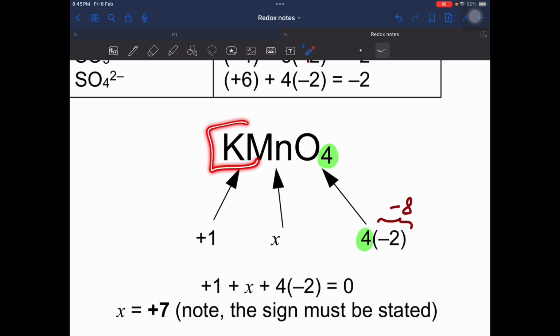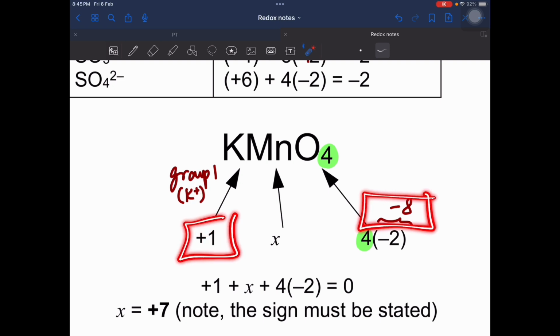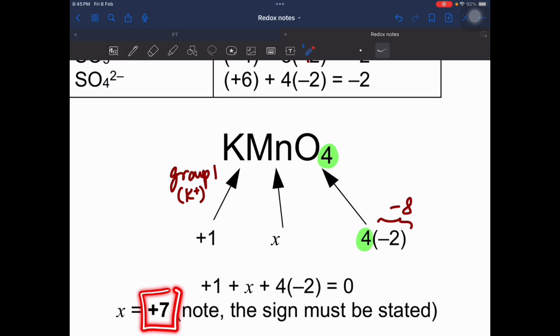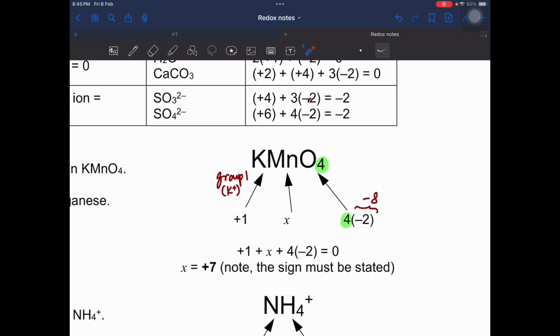Now, potassium here is from group 1, right? And if it's from group 1, we know that group 1 elements will form K+, right? So this is actually a K+ ion, and therefore the oxidation state should follow the plus, and it'll be a +1. So in total, there's a -8, there's a +1, and everything must add up to 0. So what could X, which belongs to Mn, be? If you do the entire calculation, you realize that X is actually a +7. Okay, so this is how we calculate for this chemical here, KMnO4.